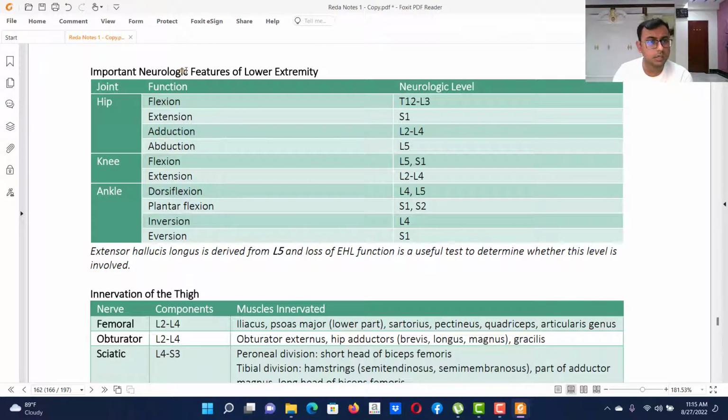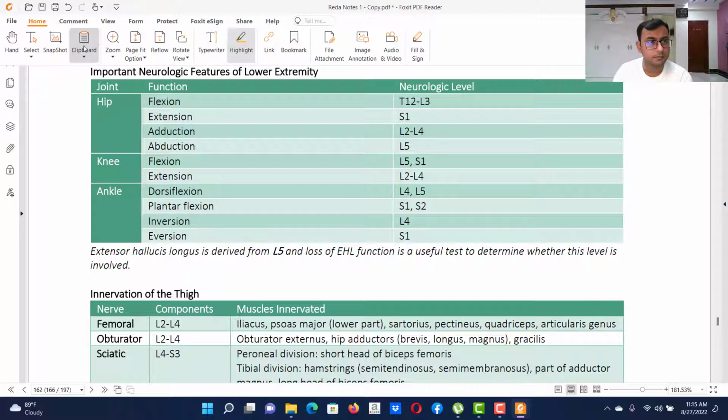So neurologic features of the lower limb: extension, abduction, adduction, flexion, extension. These are the movements. And at the knee joint, flexion and extension; at the ankle, dorsiflexion. Dorsiflexion means like this.